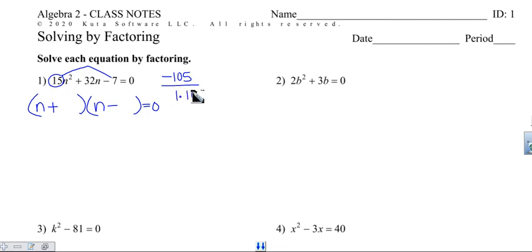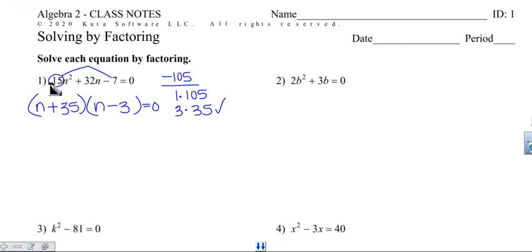1 times 105, those numbers are too far apart. If I subtract them, I'm not going to get 32. What about 2? 2 can't divide into 105. So let's try 3. 3 times 35. All right, there's my set. Which one is positive and which one's negative? Well, the larger term will always have the same sign as the middle number. So positive 35, negative 3.